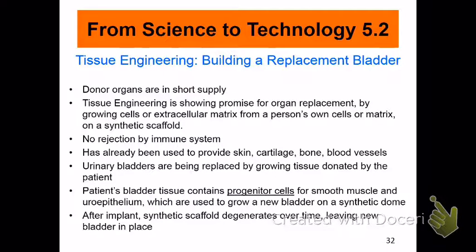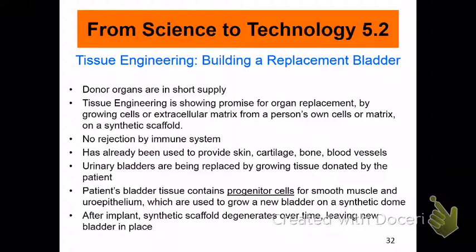Just a clinical application that I always try to include because I think it's interesting. We know about organ donations, but what about tissue donations? We know that donor organs are in short supply. So if you're not an organ donor, go ahead and sign up for that. Make sure it's on your driver's license and your family members know, hey, I want to donate if I can. But tissue engineering is where they actually use your own tissue. Tissue engineering is showing promise for organ replacement. They take your own tissues and stem cells and your own matrix, and they actually make the organ.